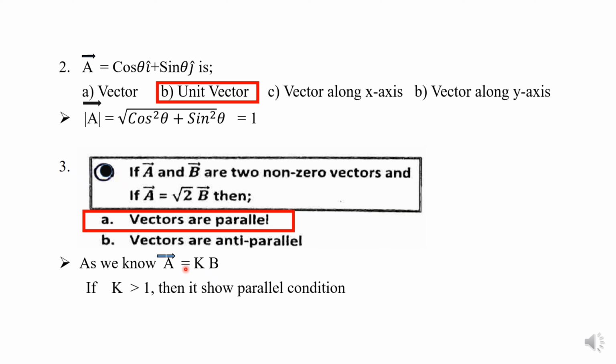So we know that A vector is equal to k times B vector. So this k is a scalar. So if we multiply a vector with a positive number, it means that those two vectors will be in parallel direction. If this scalar is negative, then it means that both will be anti-parallel. So here the under the root 2 is greater than 1. It means that both A and B are in parallel direction.